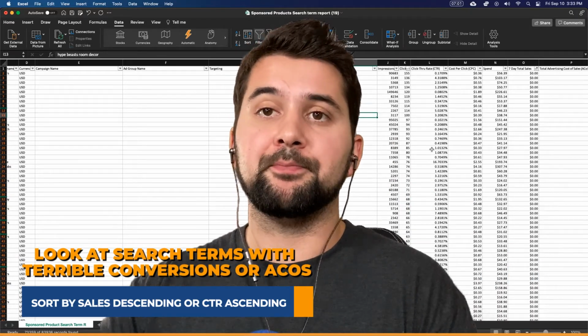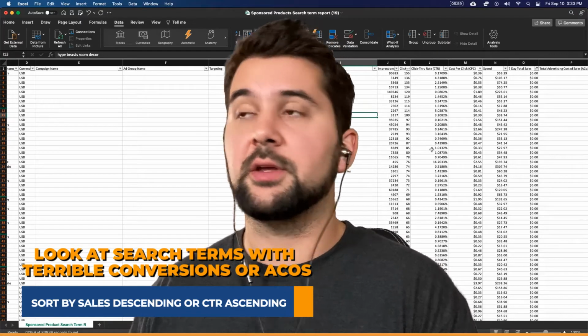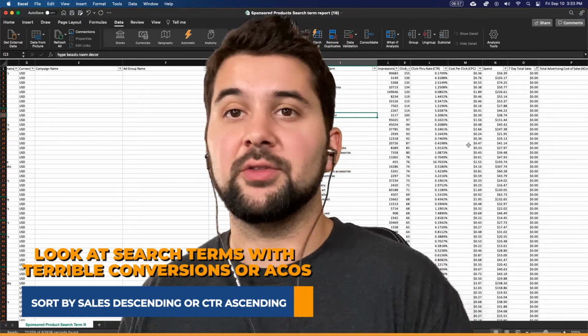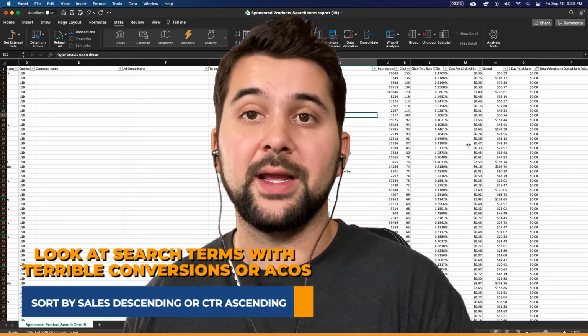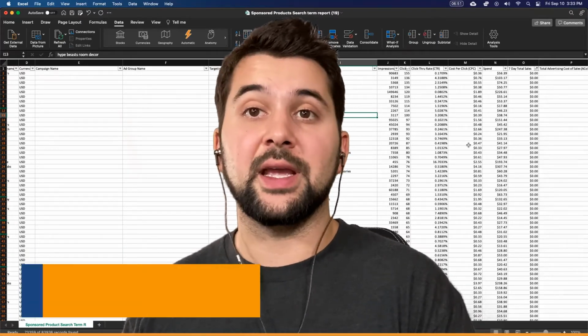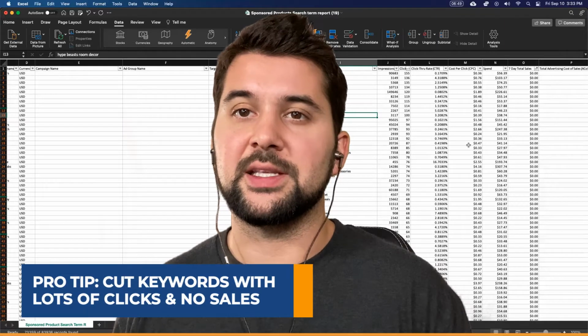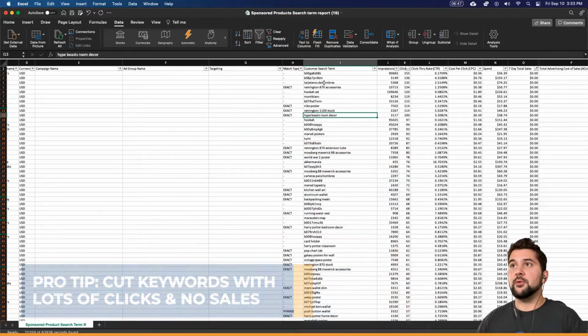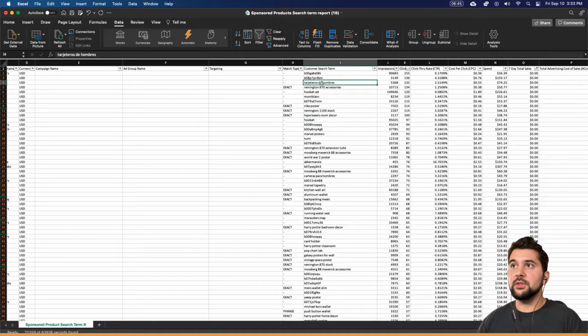So, looking at the worst click-through rates. Same thing with conversion rate. You can look at things with really terrible conversion rate or ACOS, but keywords with no sales and lots of clicks are the most obvious things that you should potentially cut. So I'm looking here, and this was on like a luxury brand. Not sure what that means, but potentially you could quickly negative exact that.